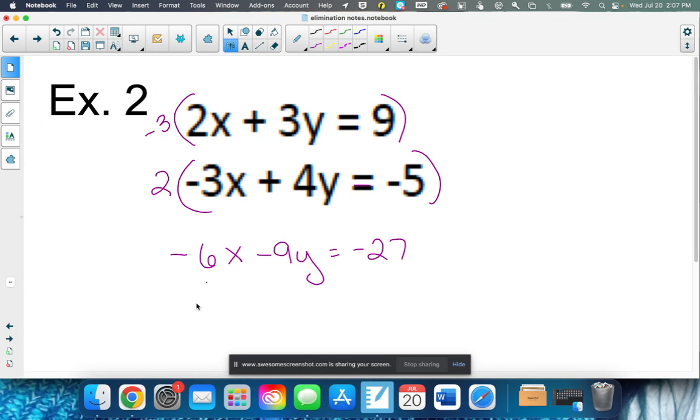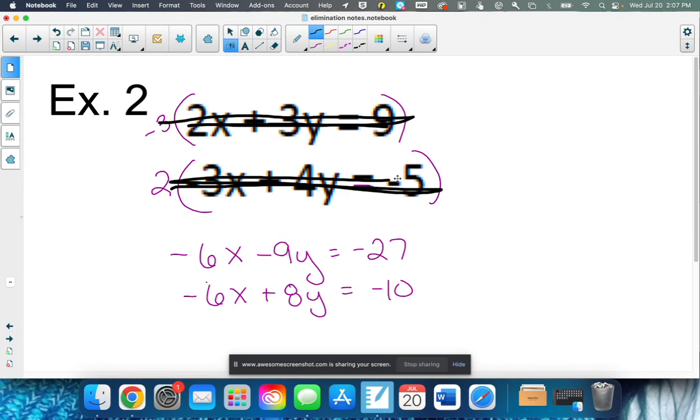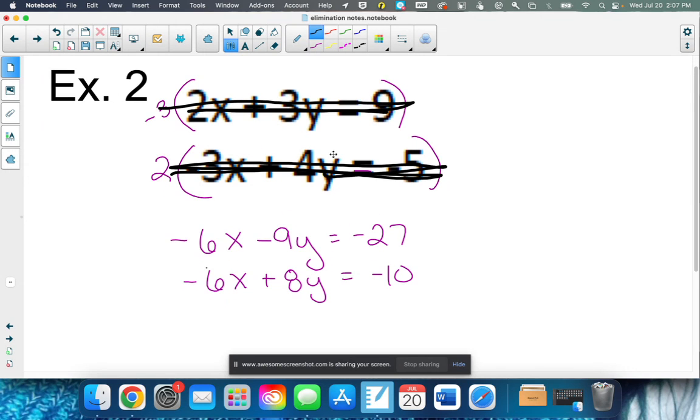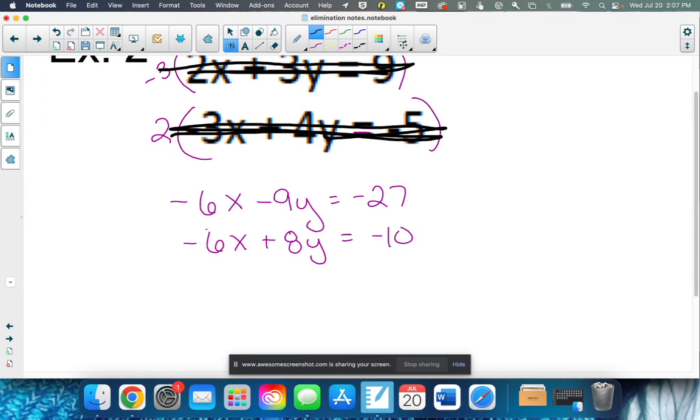Okay, my second new equation becomes negative 6x plus 8y equals negative 10. Excuse me. So I'm done. I've rewritten them. So again, I get rid of my original equations. They're not going to help me anymore. So let's go through and actually solve it.